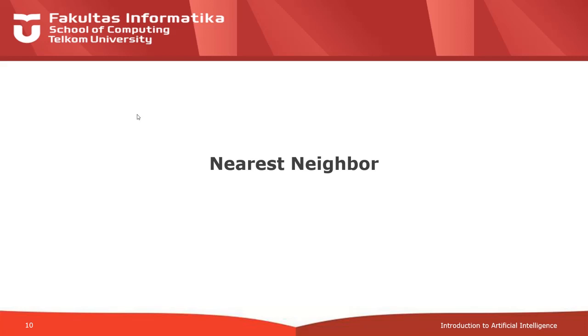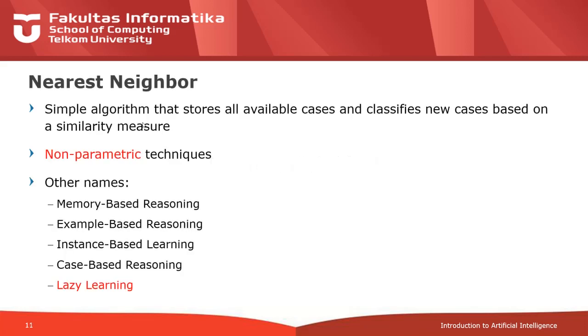Enter nearest neighbor. Nearest neighbor is a relatively simple algorithm that stores all of the available cases or training samples, and then classifies or predicts new cases based on a measure of similarity. This technique is non-parametric, and other names for nearest neighbor are memory-based reasoning, example-based reasoning, and so on.